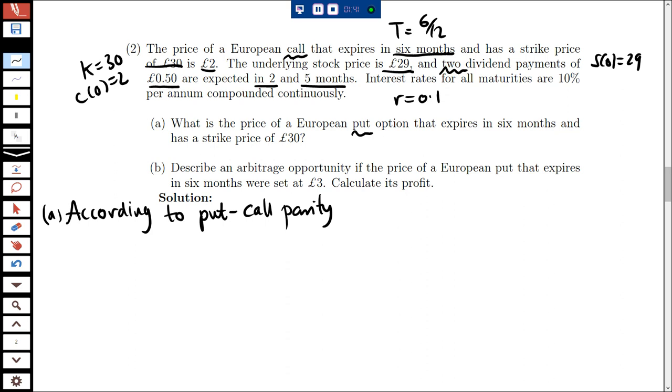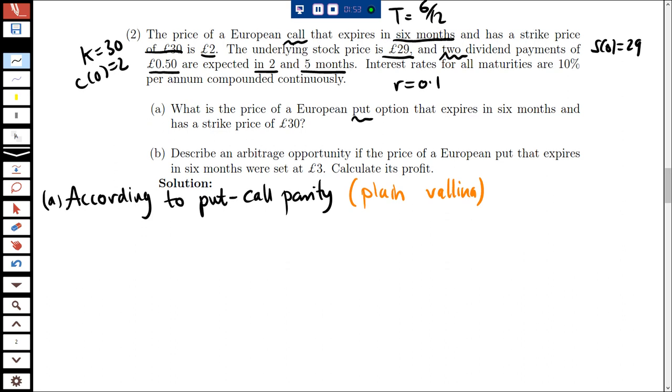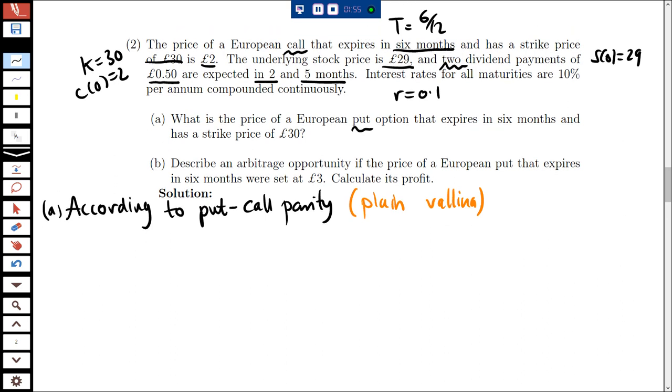But this is not a plain vanilla put option. Plain vanilla doesn't have any special conditions. There's no dividends, there's nothing unusual. Everything's very, very simple. But in our case, we need to factor in the dividends. So let's take a look how we do that.